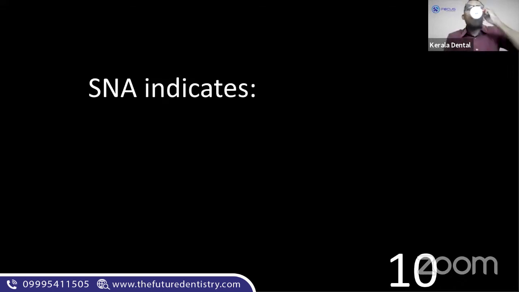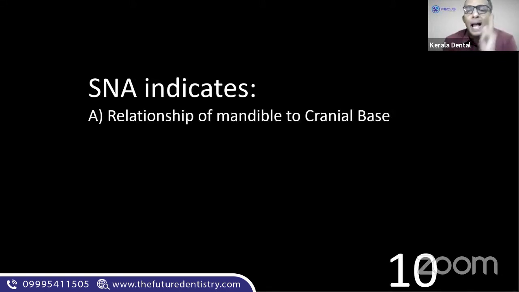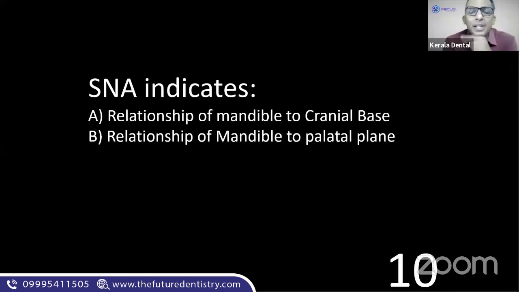SNA indicates, come to the chat box, come quickly. SNA indicates what? Sella nasion to the A point. But what does that indicate? Relationship of the mandible to the cranial base. No. A point here means maxilla. Nothing to do with mandible. So not mandible to cranial base. The relationship of the mandible to the palatal plane. Again, not mandible. This is from National Board again. You can forget that mandible. The moment you see mandible, A point has nothing to do with mandible. So leave it. What is the next question?